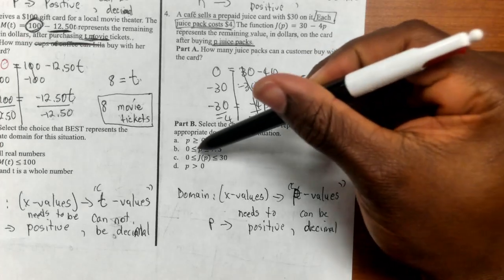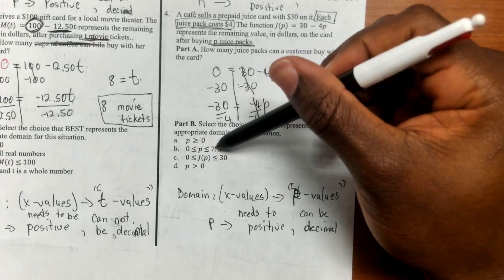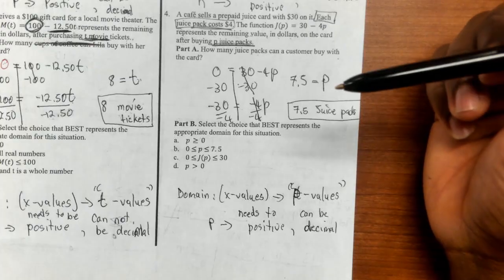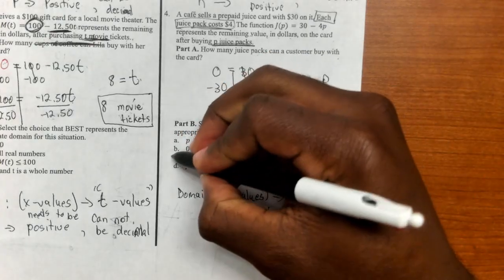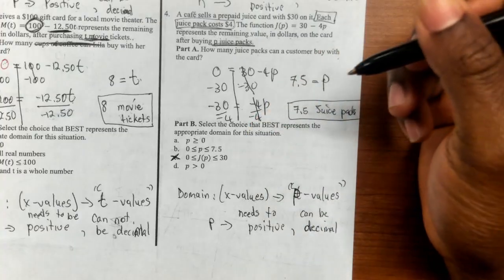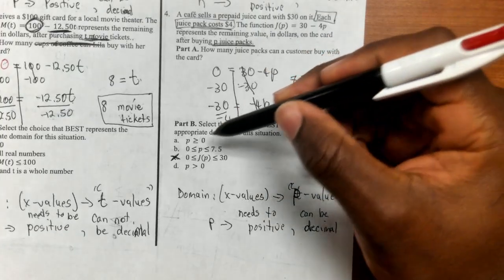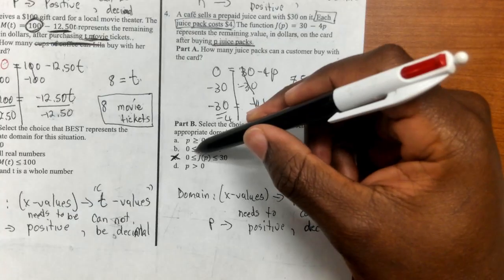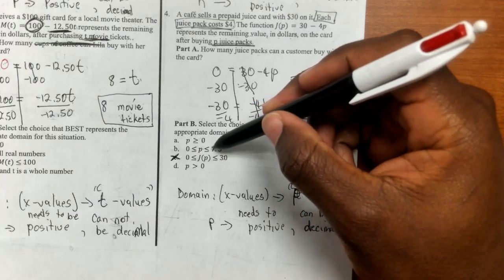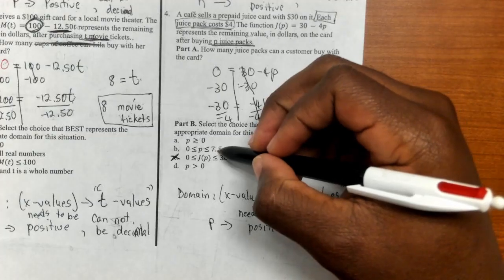This one says P is less than or equal to this and less than 7.5. These ones are pretty close. The only one that's not close is this one, because this is talking about the y value. But a lot of these are pretty close. So P can be less than or equal to 0, but this is the largest it can be. This is actually the more appropriate domain.